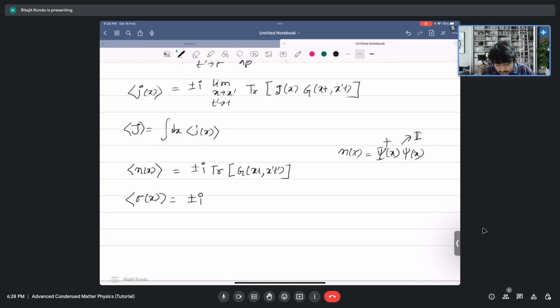You can also calculate the spin density expectation, which will be something like this. Plus minus I, and I am using the same formula again and again, but I'm just changing these matrices. So now this is sigma and g x t and x prime t prime, the trace of this whole thing.